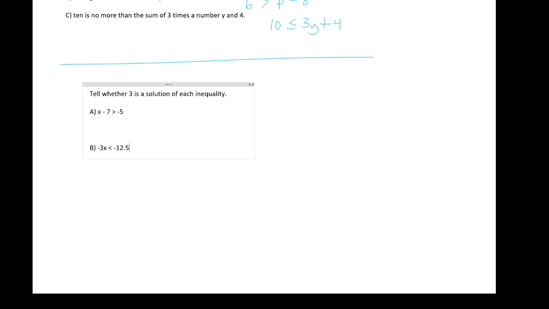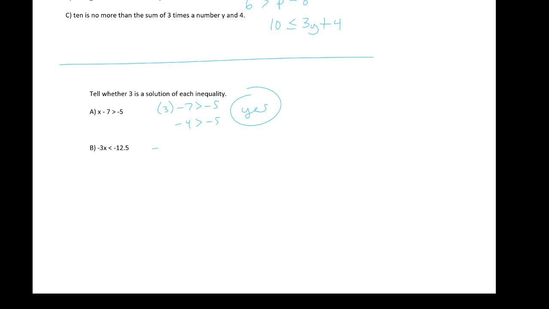What we're going to do here is evaluate each of these, substituting 3 in for x. When we substitute in, remember that we always place the substituted numerical value in parentheses. So rather than writing the x, we put 3 in parentheses, minus 7, greater than negative 5. Evaluating, 3 minus 7 is negative 4, greater than negative 5. Does the statement negative 4 greater than negative 5 hold true? And the answer is yes. Negative 4 is greater than negative 5.